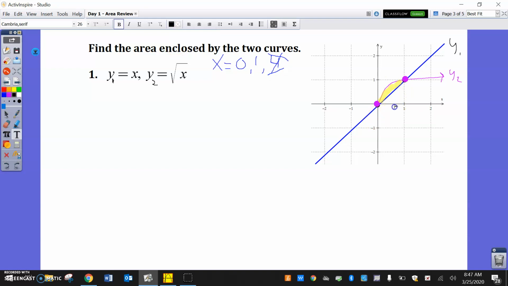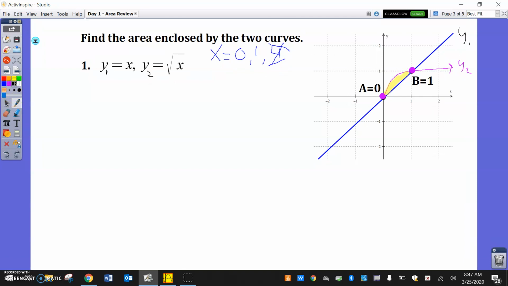So this is the first intersection point. The one on the left is always what I make A, so A is going to be 0. And then the second place they intersect is going to be my B value, so B is going to be 1. Again, these are always the x values, so I'm reading these numbers off of the x-axis.